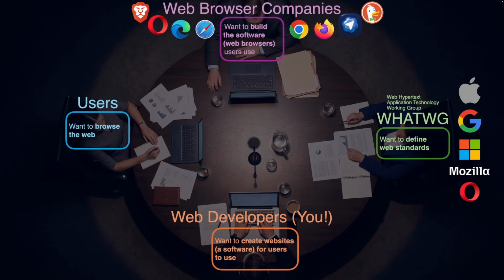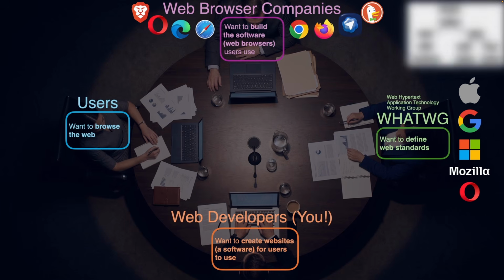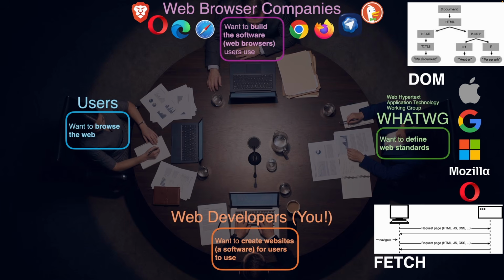This organization's job is to define web standards. So they want to create a standard about what web is and how it works and the technologies around it, so that we solve the problem that we've seen earlier. They have defined many standards like DOM and fetch that we're going to learn at some point. But the most important standard that they have defined is the HTML, the hypertext markup language.